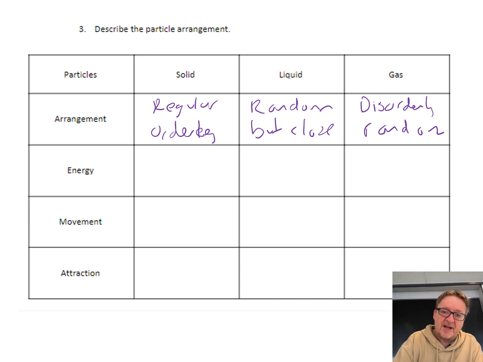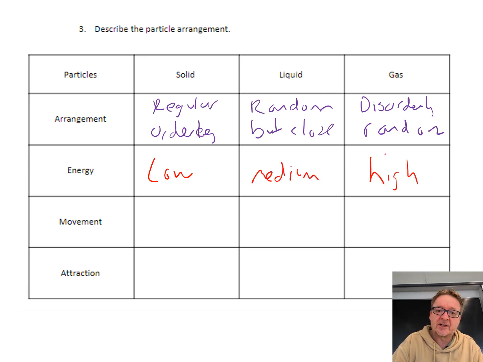Energy, let's do energy in red. Energy is low for a solid, the particles are just vibrating. Liquid, medium, it's difficult to actually put a judgment on it. And then for gas, they're high.